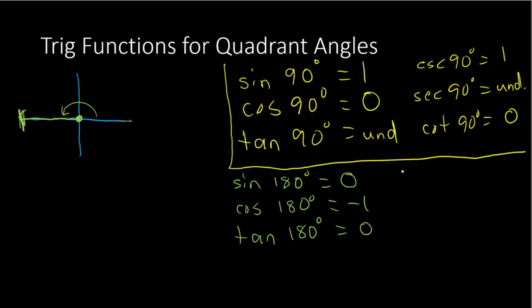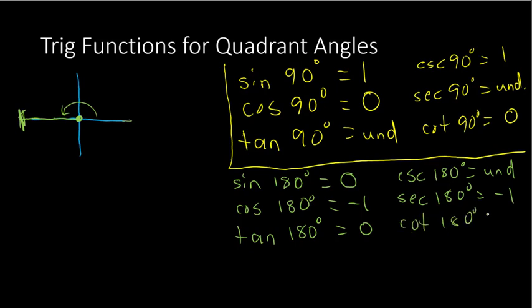And then we can find cosecant. Cosecant of 180 is the inverse of sine, which would be 1 over 0, which is undefined. Then secant is the inverse of cosine. That would be 1 over negative 1, which would be negative 1. And then cotangent of 180, that would be the inverse of tangent, which is 1 over 0, or undefined. So now we have everything we need for all the trig functions for 180 degrees as well.